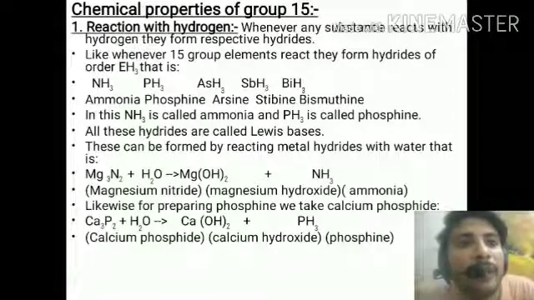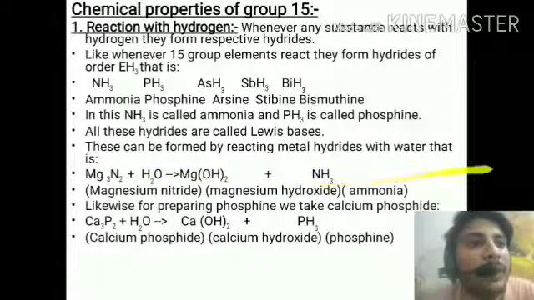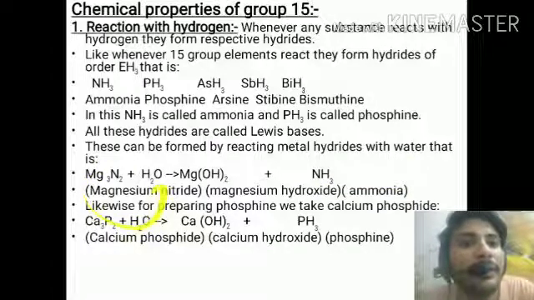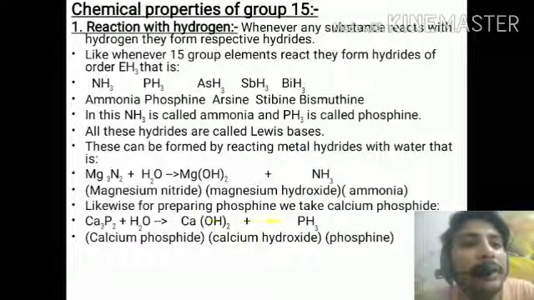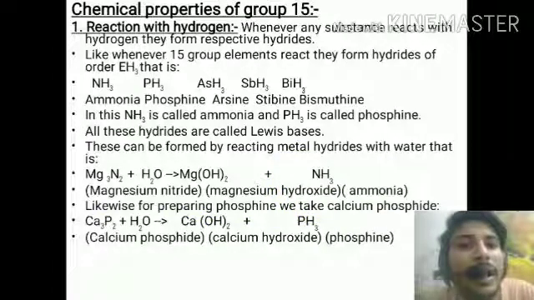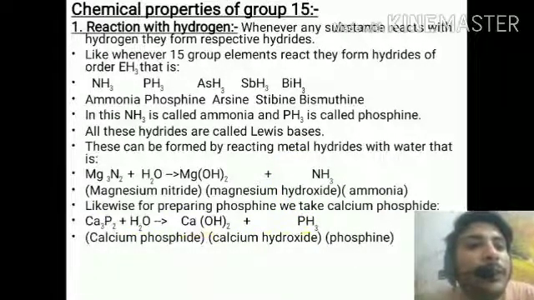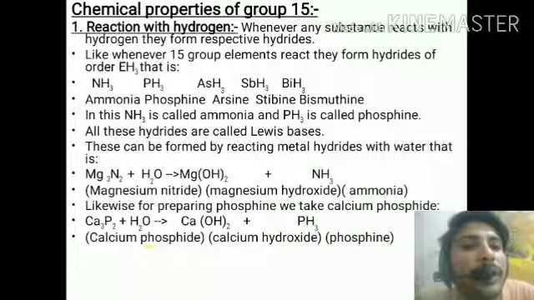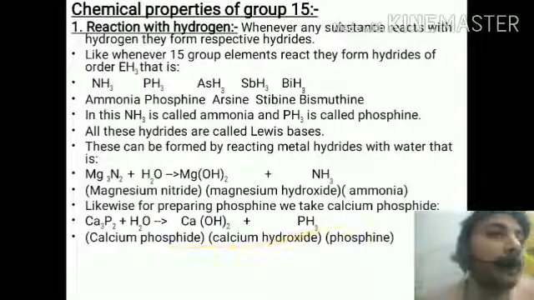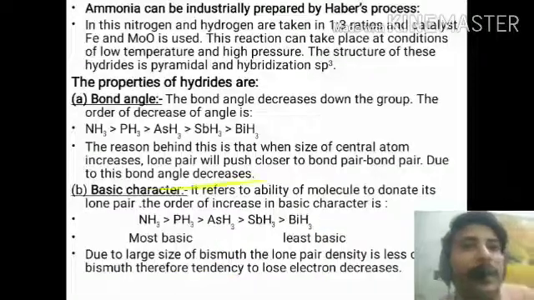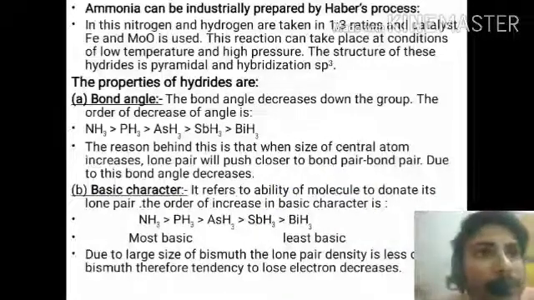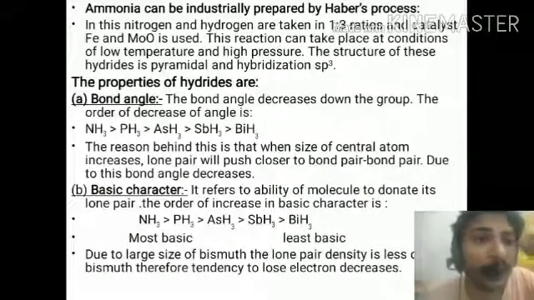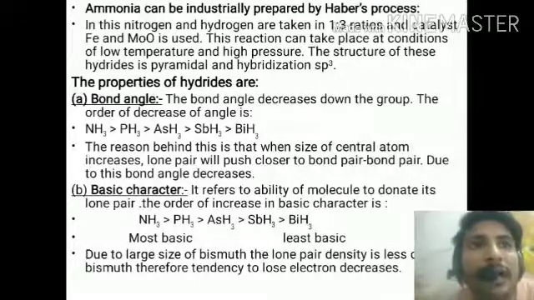These can be formed by reacting a metal compound with water. Magnesium nitride reacts with water to give magnesium hydroxide and ammonia. Likewise, for preparing phosphine, we take calcium phosphide, which on reaction with water gives calcium hydroxide and phosphine. Now, ammonia can be formed by the Haber process. In the Haber process, we use nitrogen and hydrogen, and as a catalyst, we use iron.